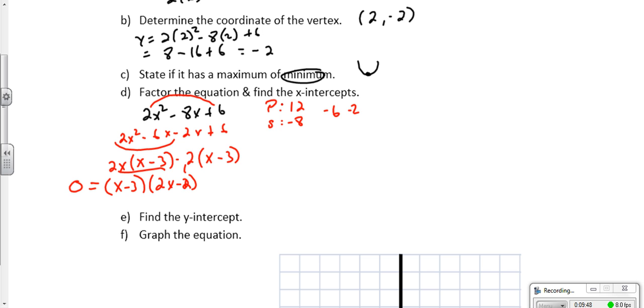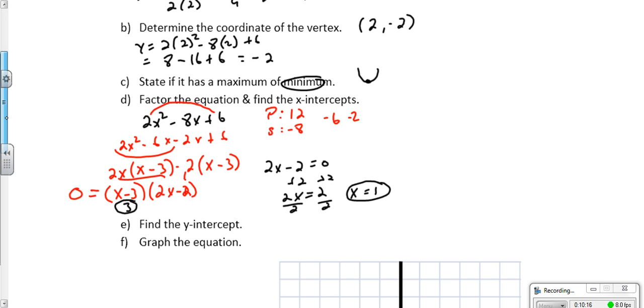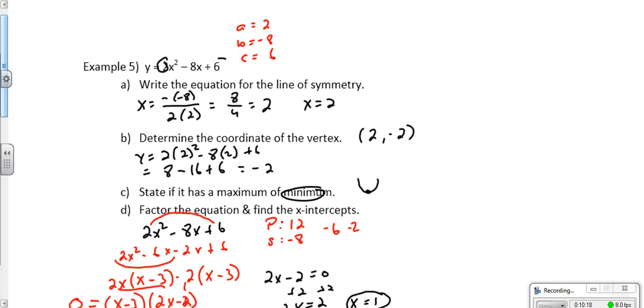Alright, now what makes that equal to 0? This is how we find our x-intercepts. Well, this one is a 3. This one, if we're not sure, all we've got to do is write it out and say, how do I make that equal 0? And then we solve. 2x equals 2, divide by 2, and x equals 1. So we have 2 x-intercepts at 3 and 1. And the y-intercept is the constant, because we would plug zeros in for x and they would cancel out, so our y-intercept is 6.